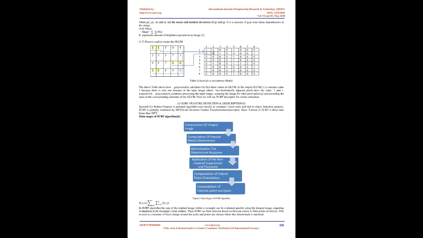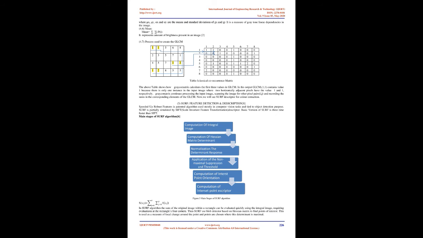5. SURF, Feature Detection and Description. Speeded Up Robust Features is a patented algorithm used mostly in computer vision tasks and tied to object detection purposes. SURF is partially inspired by the SIFT, Scale Invariant Feature Transform, descriptor. The basic version of SURF is 3 times faster than SIFT. Figure 3, Main stages of the SURF algorithm.